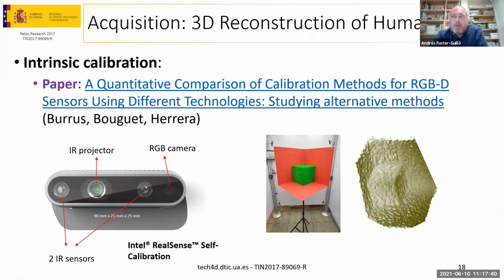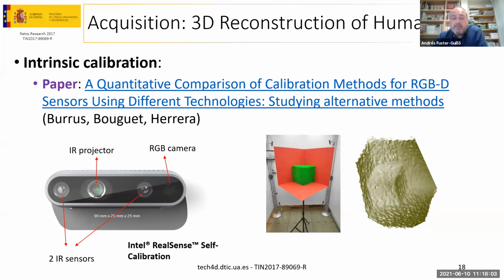In our paper, a quantitative comparison of calibration methods for RGBD sensors using different technologies, we have studied several classical methods to face intrinsic calibration like Barros, Boget, or Herrera. But nowadays we are using a combination of methods.